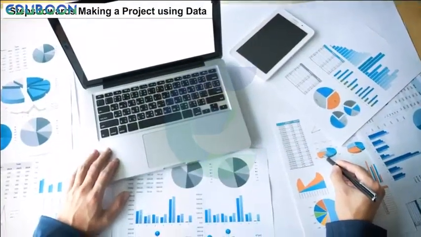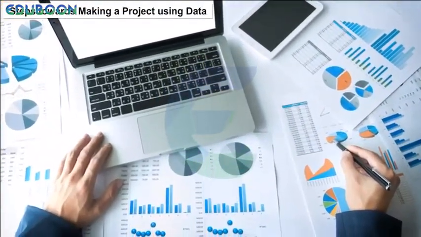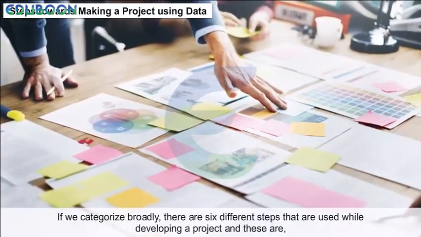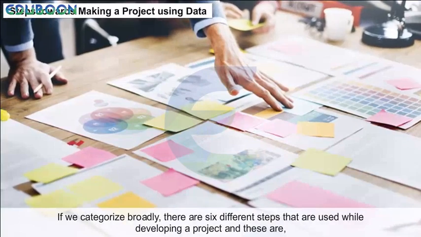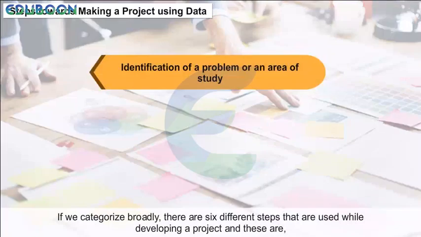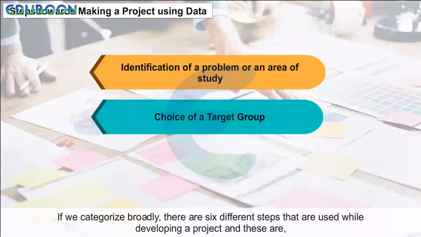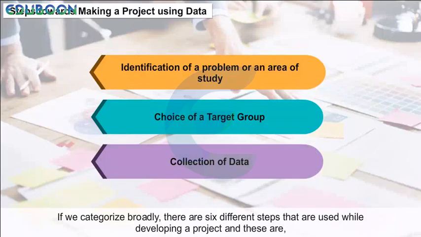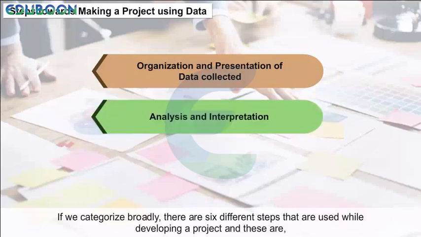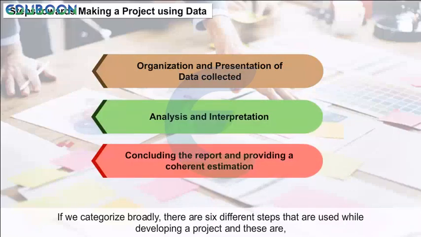Steps towards making a project using data. If we categorize broadly, there are 6 different steps that are used while developing a project, and these are identification of a problem or an area of study, choice of a target group, collection of data, organization and presentation of data collected, analysis and interpretation, concluding the report and providing a coherent estimation.